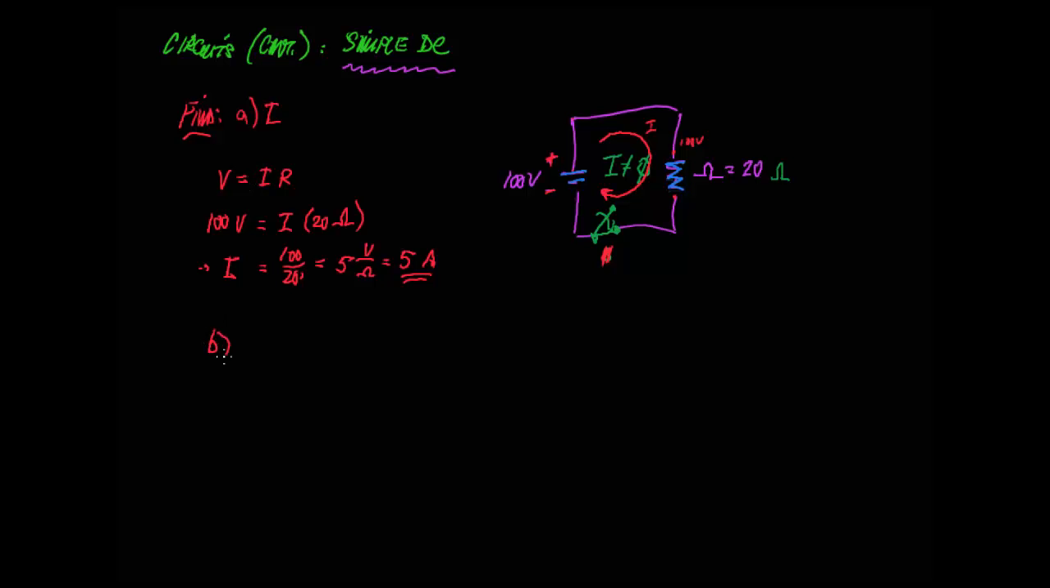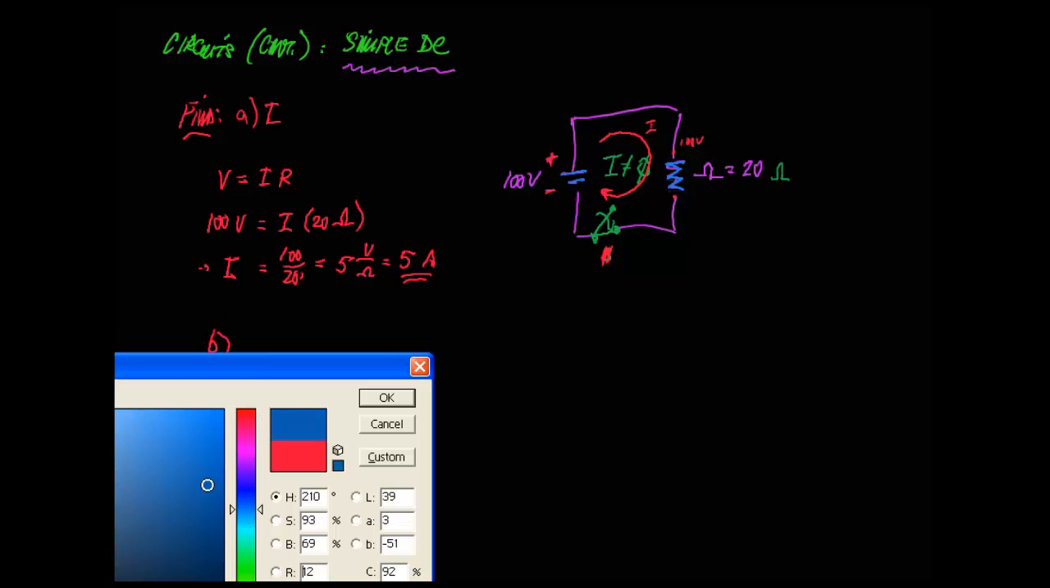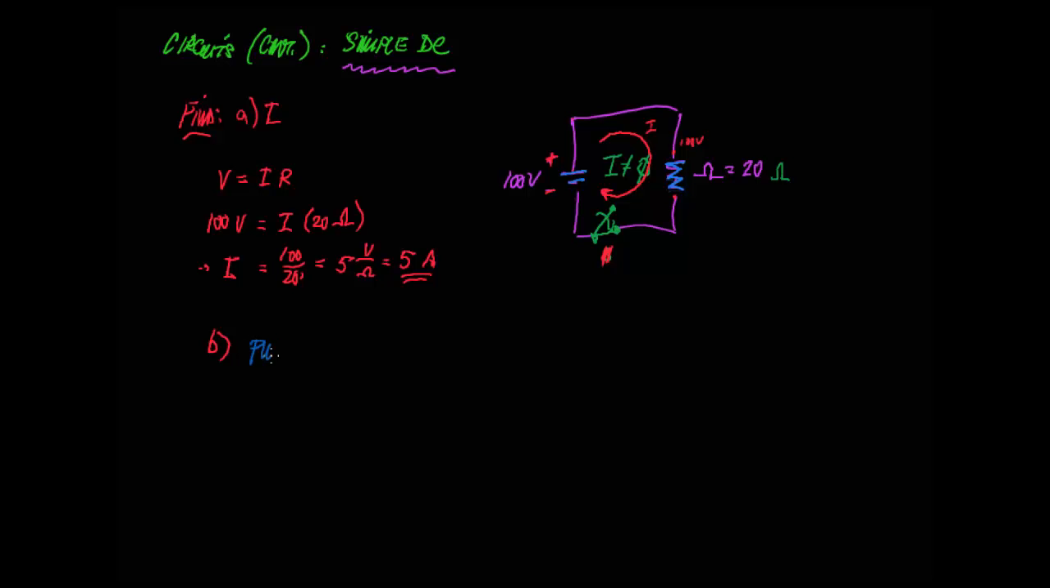What else can we find here? Well, if I know the current, I can go through and find out how much power this circuit requires to operate. And power is current times voltage, or I squared R. Let's do both of them just to check. I times the voltage is 5 times 100. That's going to give us 500 volt amps or amp volts, but we refer to that as watts. So 500 watts to operate that.